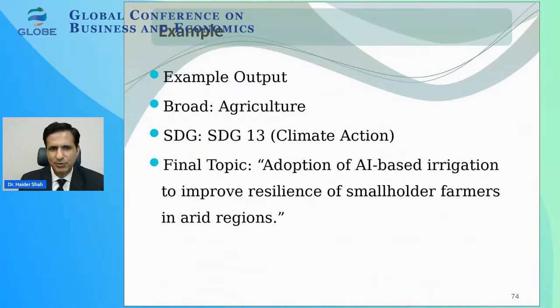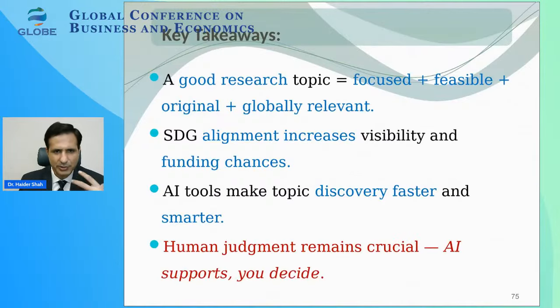For example, the output could be: broad area is agriculture, the SDG you target is 13, climate action. The final topic could be adaptation of AI-based irrigation to improve resilience of smallholder farmers in arid regions. So this is how you actually do it. So what are the key takeaways? A good research topic is equal to focus plus feasible plus original and globally relevant.